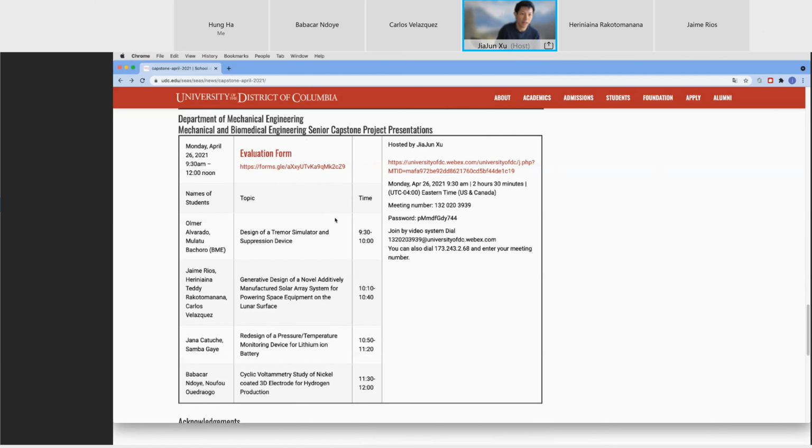I forgot to mention that this group is supervised jointly by faculty members from mechanical engineering and biomedical engineering. The supervisors are Dr. Shetty, Dr. Thompson, and Dr. Chen.